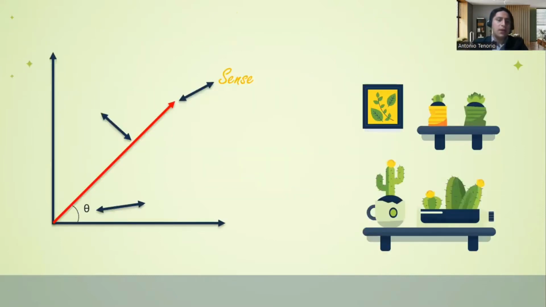In this example, the sense is the point of the arrow or red line, the magnitude is the red line, and the direction is an angle theta. The angle is on the corner of the Cartesian plane. And now we go to the problem to obtain the resultant.